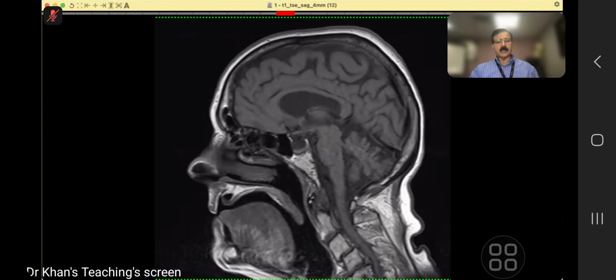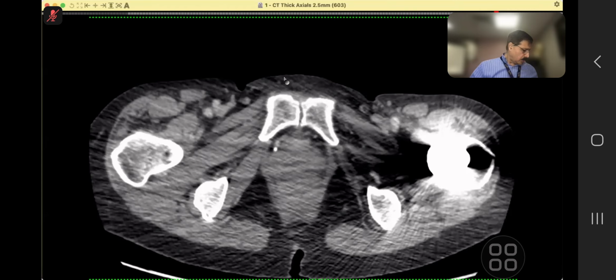Second thing is that in the exam, please remember that each case, each modality is marked differently. So the chest X-ray will be marked separately, the CT will be marked separately, and the second CT will be marked separately.